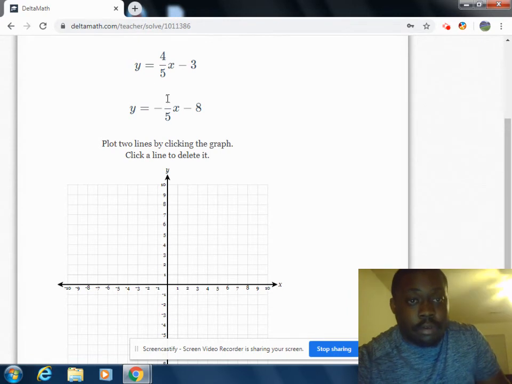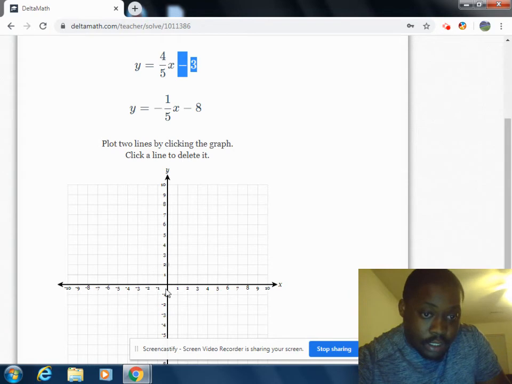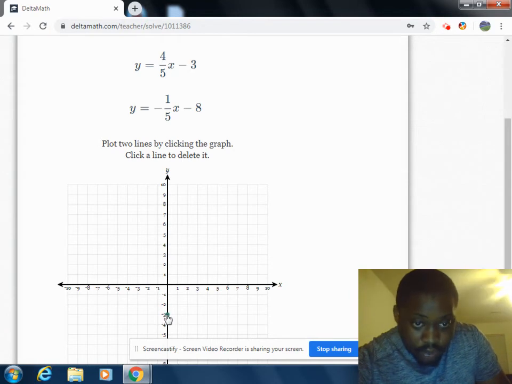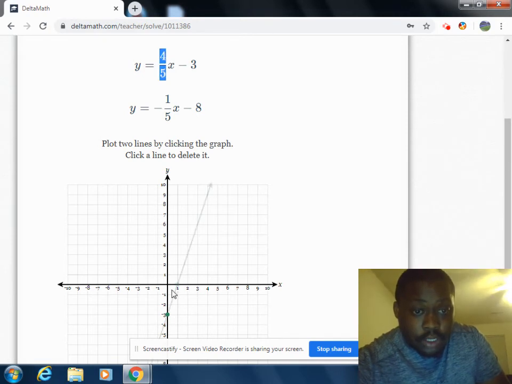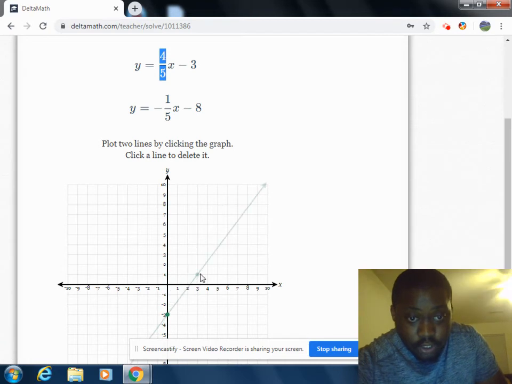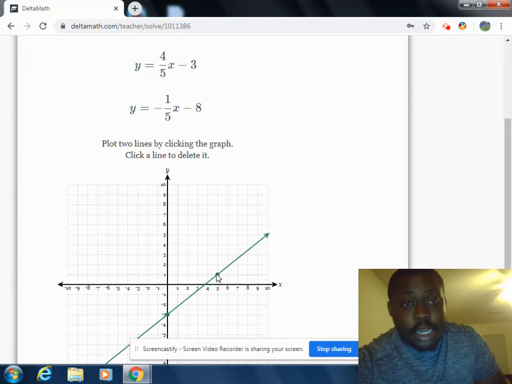So like we've been taught before, the first thing you look for is your y-intercept. So on this first line, my y-intercept is -3. So I'm going to go on my y line, find my -3, and then I'm going to find my slope, which if you remember, my slope here would be 4/5. Okay, so that means I got to go up 4, 1, 2, 3, 4, and to the right 5, 1, 2, 3, 4, 5. Boom. And there's my first line.